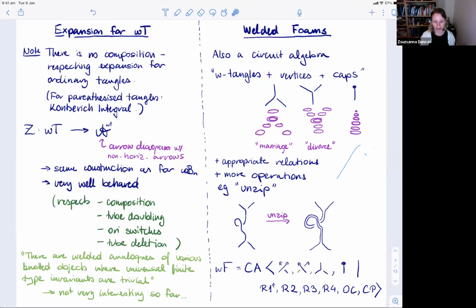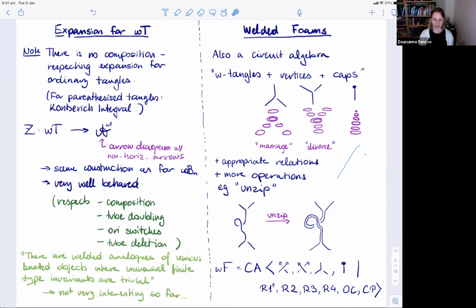Now, when I talk to people, there's often a lot of confusion about this being an operation. This is an operation, not a relation. So I'm not saying this picture and this picture are the same thing. They are not the same thing, but there's an operation going from this one to this one. So it's similar to like a tangle composition. You take two tangles, you compose them, you get another tangle. Here, you take a welded foam, you unzip it along a certain edge, you get a new welded foam.